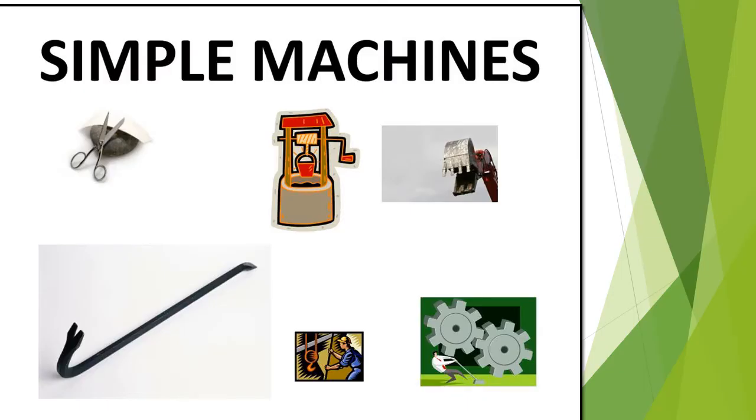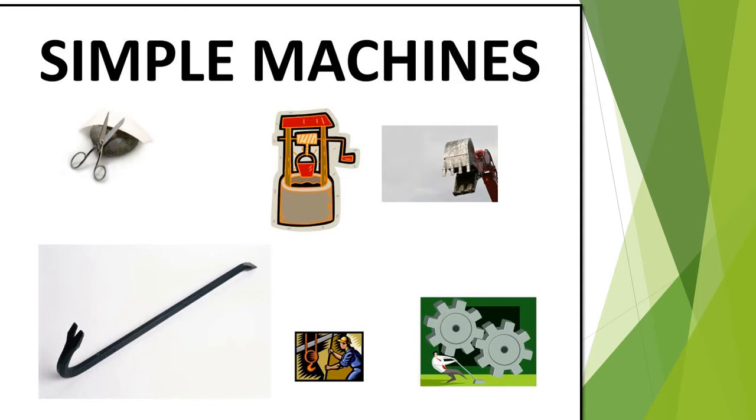Firstly, we have to know why we need machines, or why we need simple or complex machines. The answer is machines make our work easier. With the help of machines, we can do our work more easily, and our work will be faster and easier for us. In science, what does work mean? Work means using force to move an object by pushing or pulling.